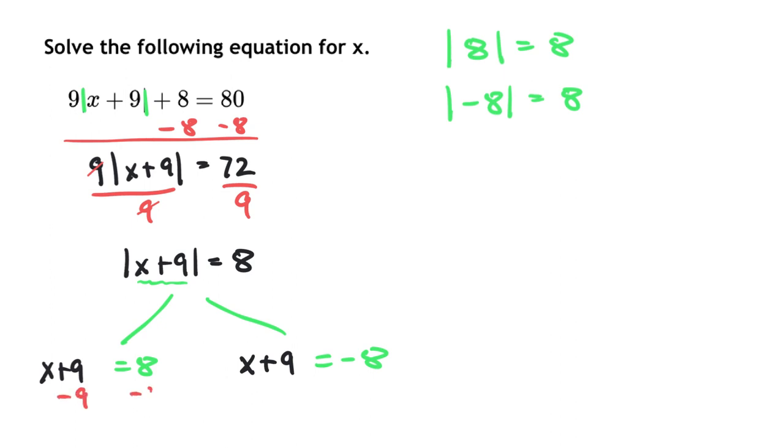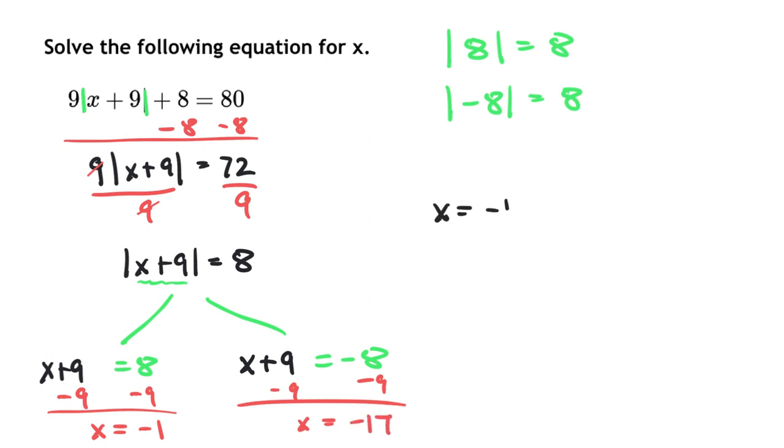because after that, all you have to do is just subtract 9, and so you have x equals a negative 1, and you subtract 9 again from this other equation, but x equals a negative 17. So your answers are x equals negative 1 and a negative 17.